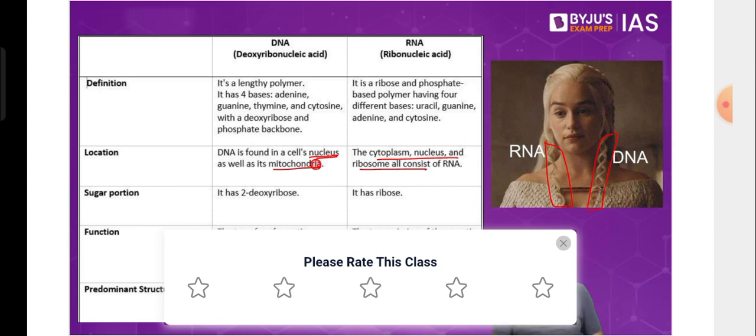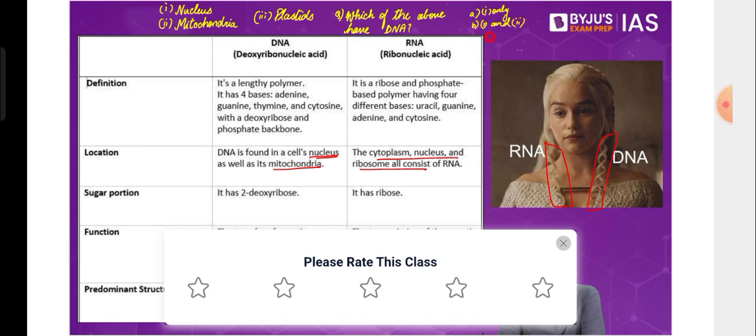Not only that, let me ask you a question that UPSC has actually asked once. They had given three options, three parts of the cell: nucleus, mitochondria, and plastids, which are found inside the plant cells. They asked which of the above have DNA. The options were: one only, one and two, one and three, all. I'm giving you time, just mark your answers. This was asked in UPSC Prelims 2004. It has been a very long time, almost 20 years back, but a very interesting question.